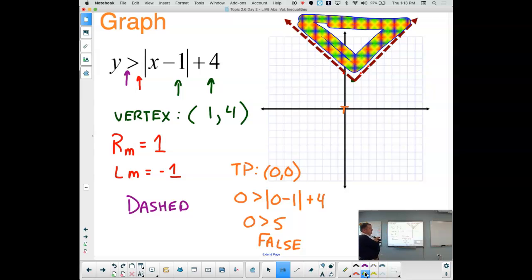So now we gotta wait for that to fill in. There. Okay. And that, ladies and gentlemen, is the graph of y is greater than absolute value of x minus 1 plus 4. Okay. Set that.